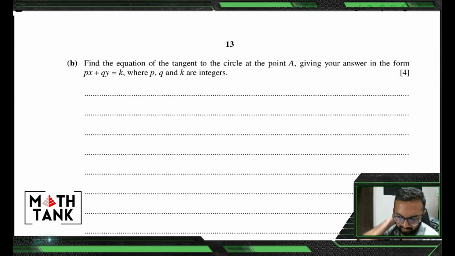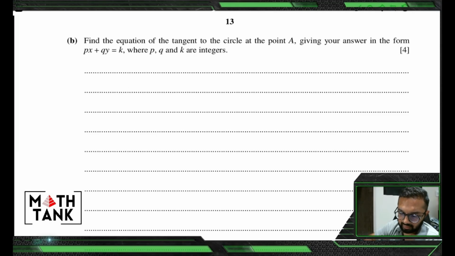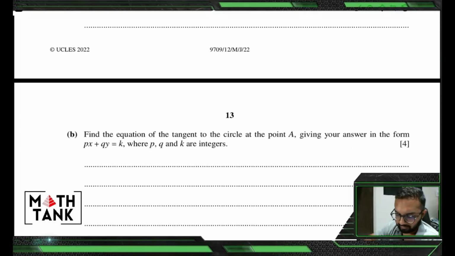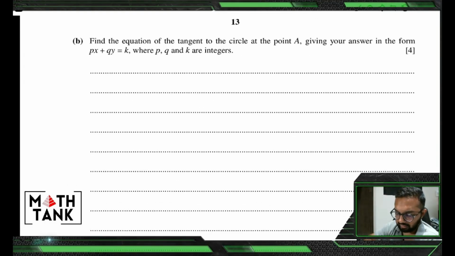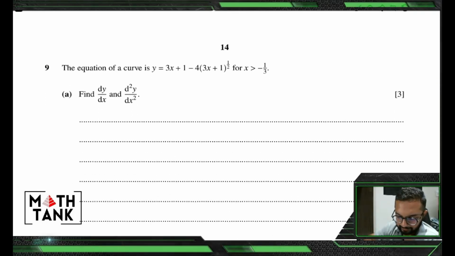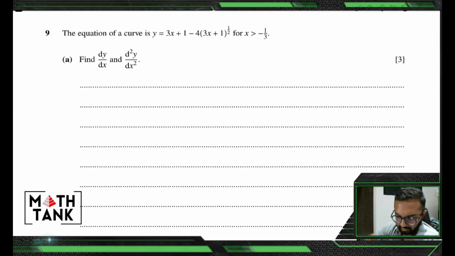Find the equation of the tangent to the circle at the point A, giving your answer in the form px plus qy equals k. The tangent to the circle is an easy job. Once you have the center and the radius and the point of tangency, you can just use the properties of circles to do that. Again, an easy question there as well.